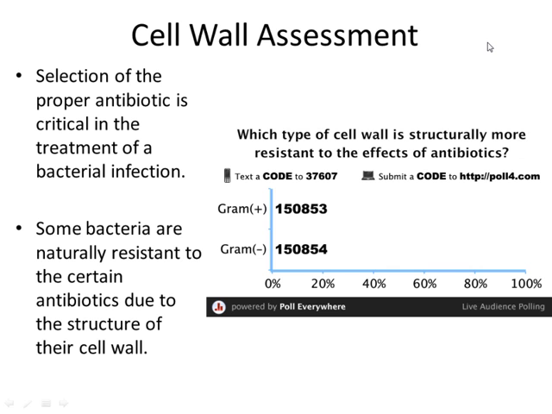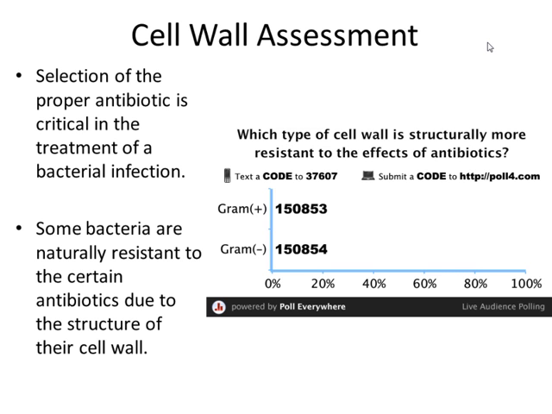Alright, so now is a good time to test ourselves to see if we really understood the information that was presented. Now, as we talked about, selection of the proper antibiotic is critical to treatment of a bacterial infection. If you don't treat an infection with the right antibiotic, what you're really doing is allowing the bacteria to propagate. You're allowing it to take hold and cause more damage during that time when you're on a drug that's not working. So it's important that we pick the right drug.